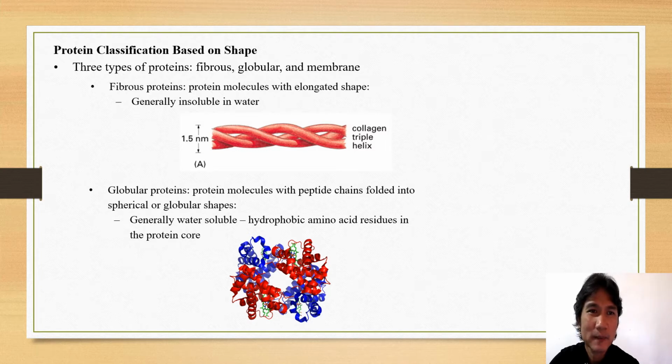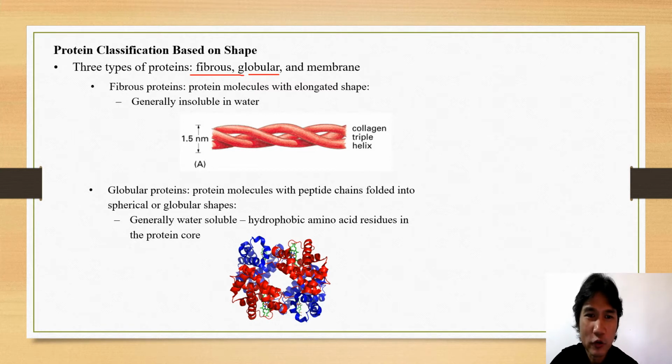Okay, and proteins are classified based on shape. We have fibrous, globular, and membrane proteins. Okay, fibrous proteins are proteins with elongated shape. Usually they are insoluble in water. One example of a protein that belongs to this class is collagen. Collagen is made up of a triple helix, three polypeptide chains that are intertwined with one another.